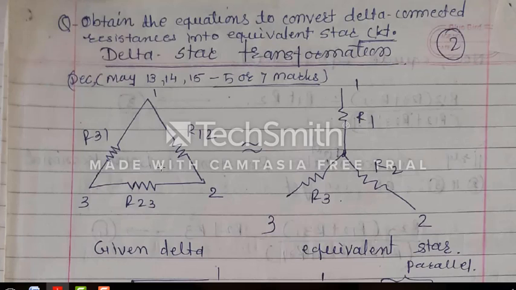Now it is also possible to replace this delta connected resistance by three equivalent star connected resistances like R1, R2 and R3 between the same terminals. So when this delta is converted into star, R1 is the resistance at terminal one, R2 at terminal two, and R3 at terminal three. This is the given delta and this one is the equivalent star. Now we see the derivation.